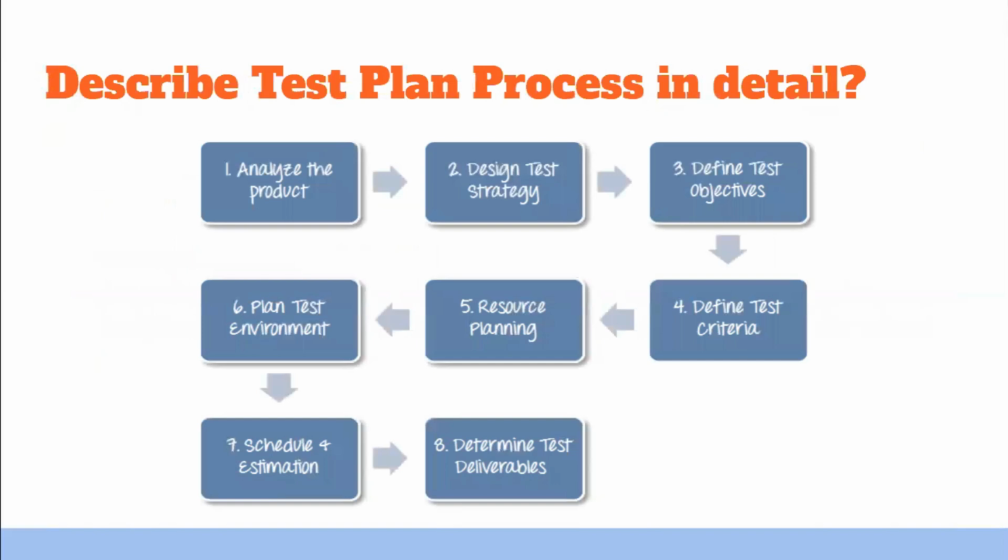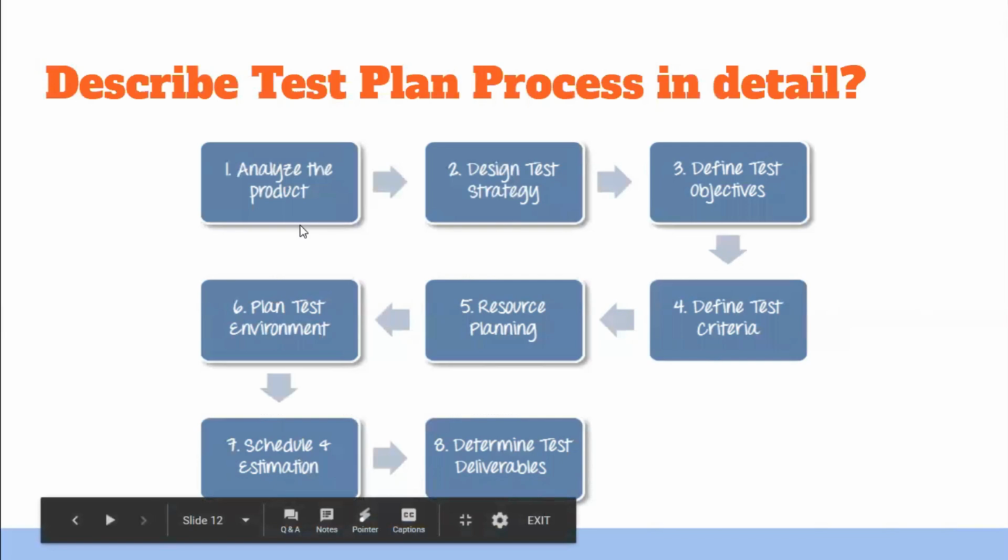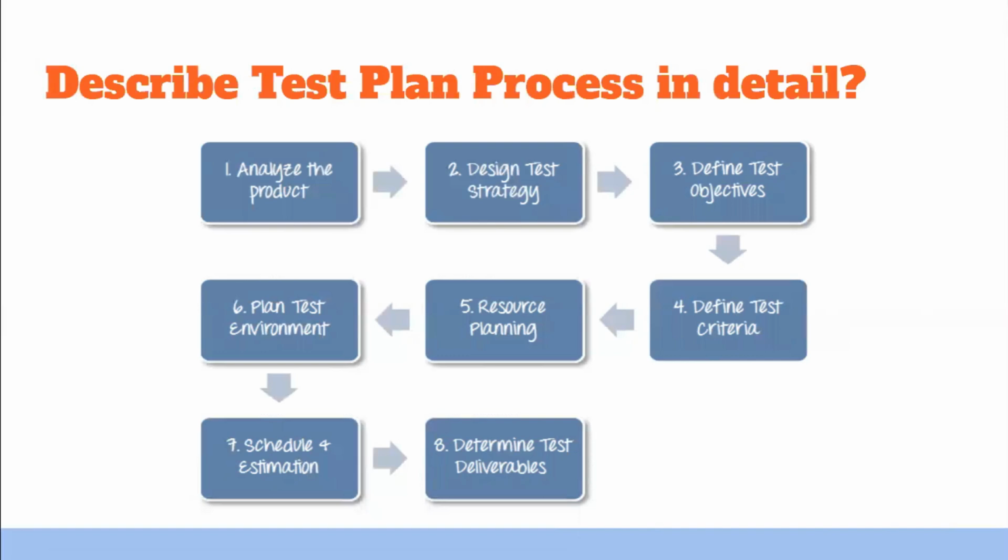Now, they usually ask to describe the test plan process, the complete process, in detail. The process starts with the first step: you need to analyze the product first of all, or the product requirement document. After that, step number 2 is to design a test strategy. Based on the type of product, you need to design a strategy. Your strategy depends on the type of product, and it varies from product to product.